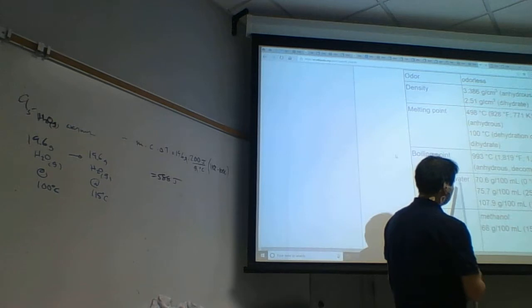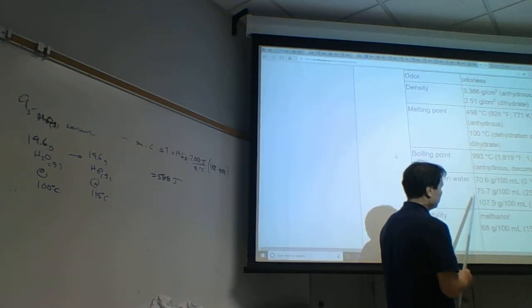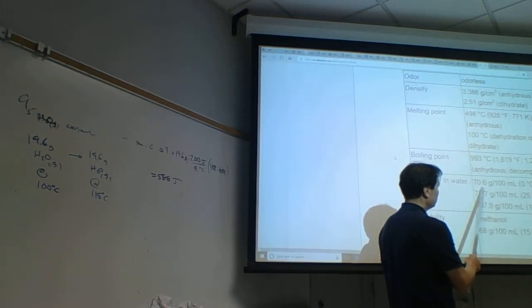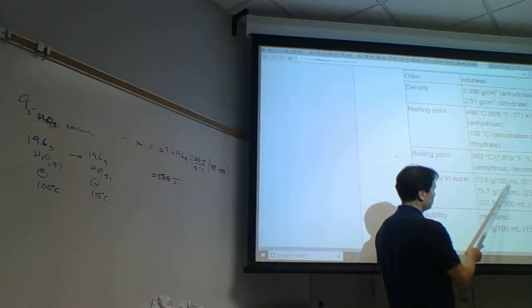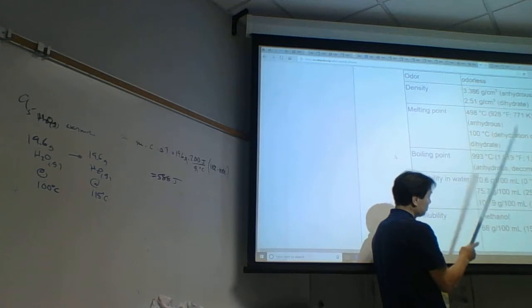Which we certainly can do with copper, but we can't dissolve an infinite amount. In fact, there's a limit, and that limit itself is called solubility. So solubility is defined as the maximum amount of solute you can dissolve in a given amount of solvent. This is 70.6 grams dissolved in 100 milliliters of water. That's at 0 degrees C.